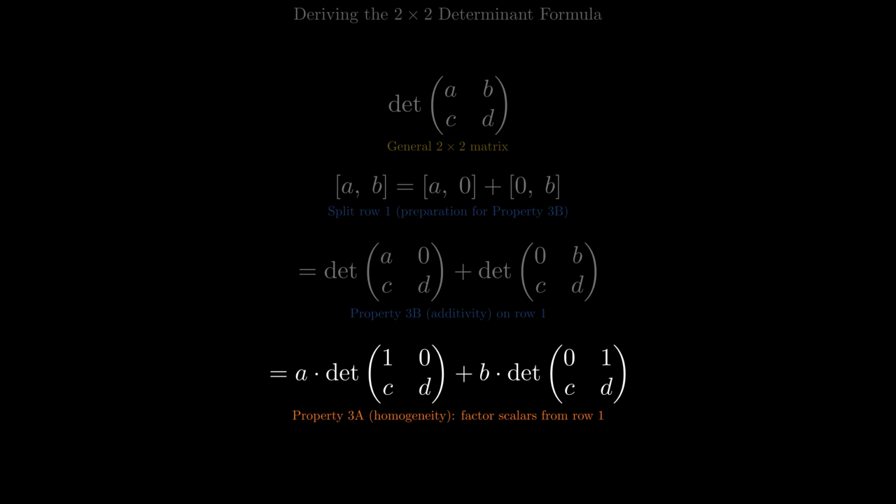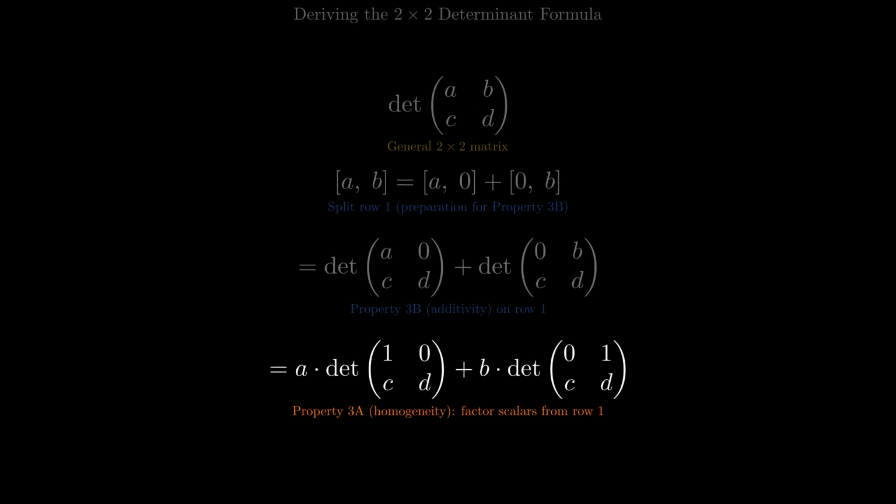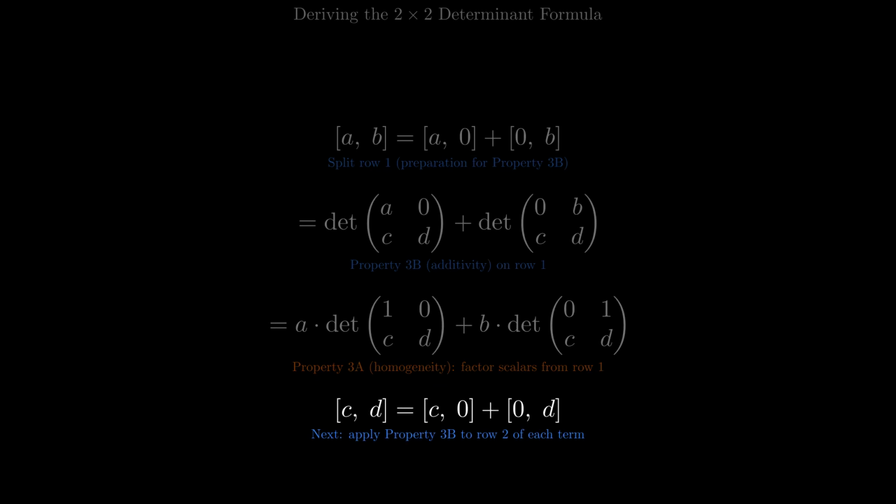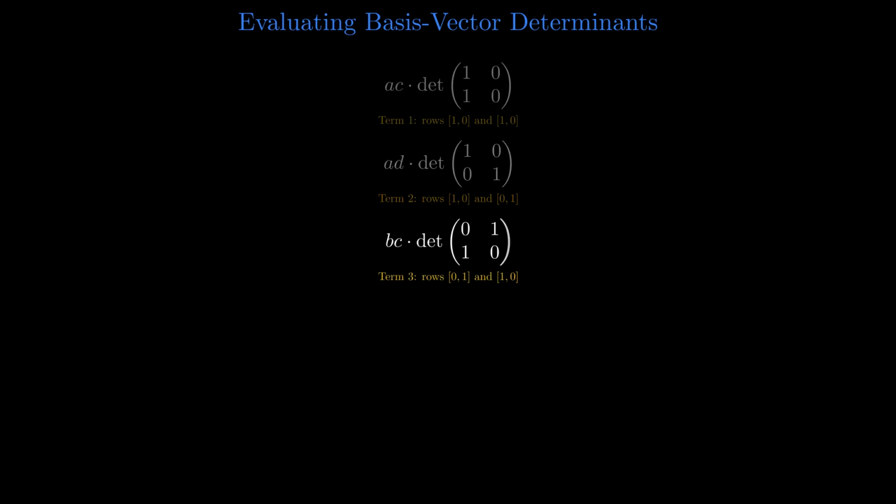We get A times the determinant of 1, 0 over C, D, plus B times the determinant of 0, 1 over C, D. Now we apply the same decomposition to row 2 of each term. The vector C, D splits into C, 0 plus 0, D. This sets us up to apply property 3b again, this time to the second row. After factoring out all the scalars, every determinant we're left with has rows that are standard basis vectors. Here are the 4 determinants we need to evaluate: the determinant of the matrix with rows 1, 0, and 1, 0. The determinant of the matrix with rows 1, 0, and 0, 1. The determinant of the matrix with rows 0, 1, and 1, 0. And the determinant of the matrix with rows 0, 1, and 0, 1.